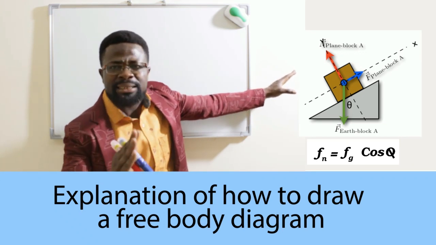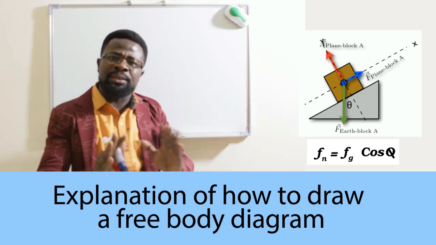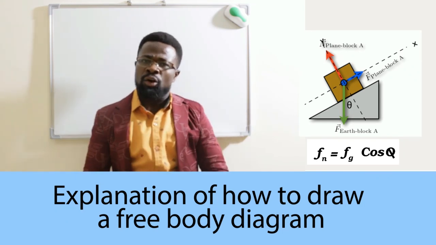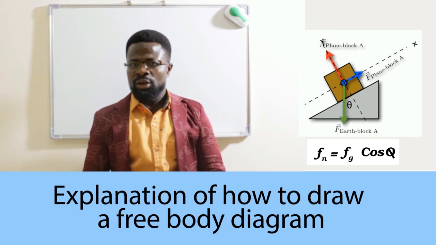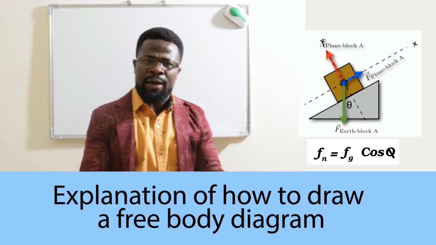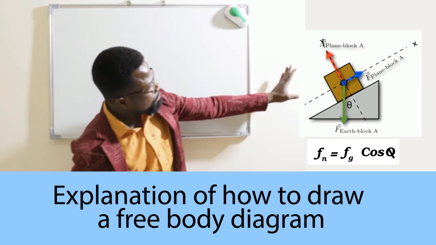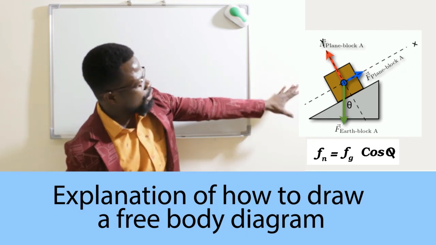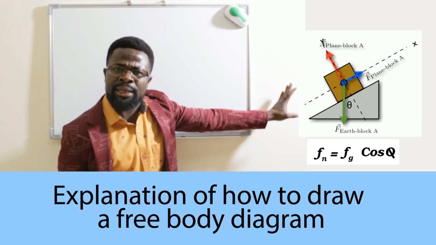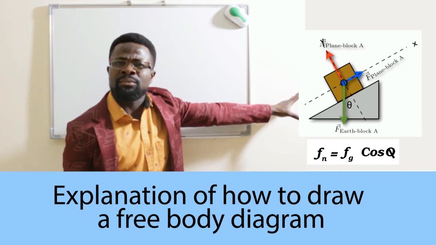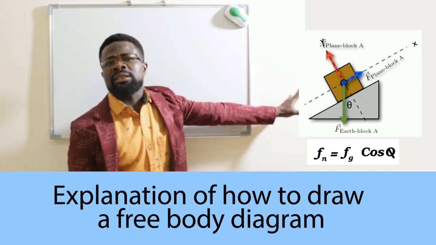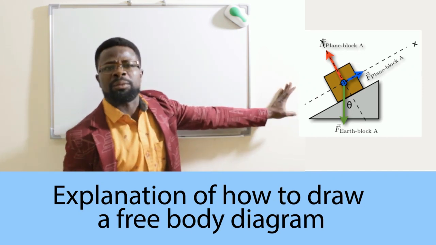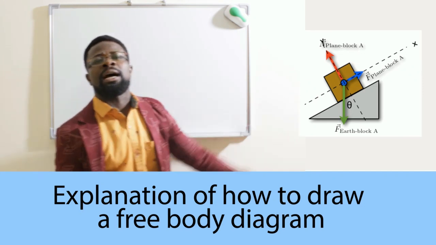And that is the difference between an object being on a plane surface and an object being on an inclined plane. On a plane surface, the normal force is equal to mg, but on an inclined plane, the normal force is equal to the weight multiplied by the cosine of the angle.